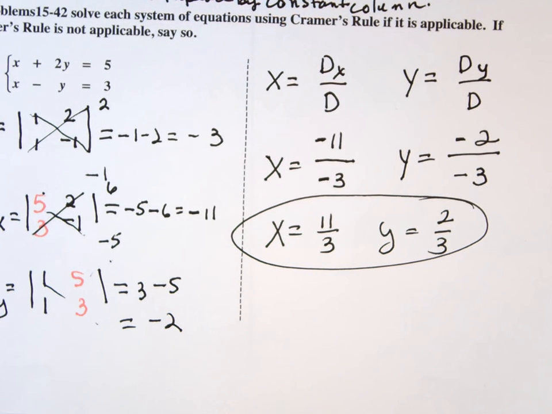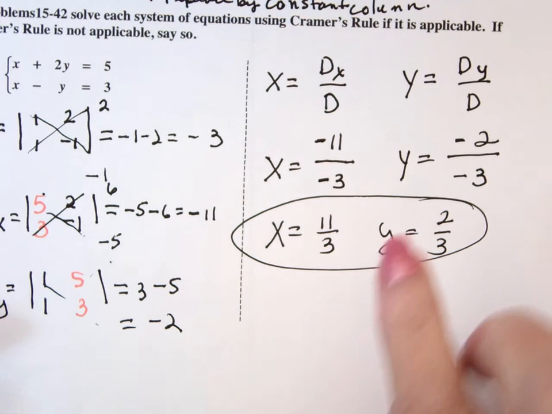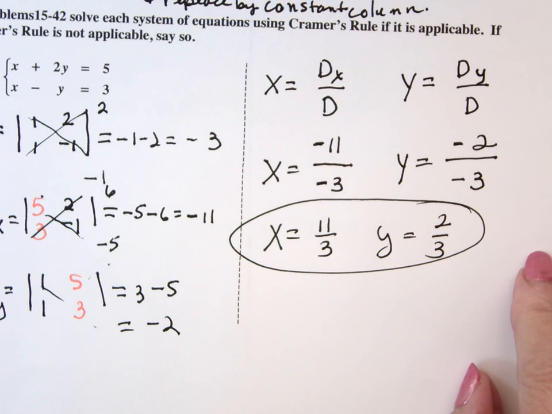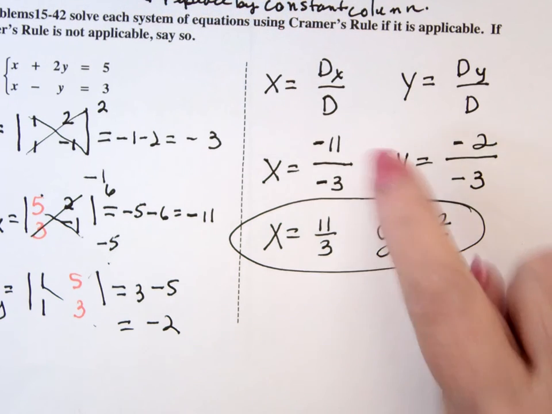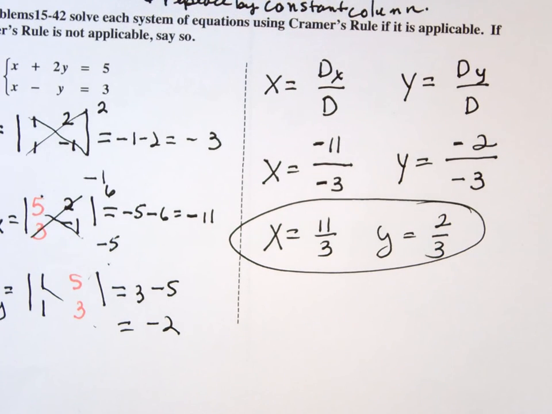Cramer's rule. Shouldn't it be negative? Why is it negative 11, negative 3? Change that to be positive 11. What's a negative divided by a negative? Oh, okay. Yeah, positive. That's why I rewrote it, because you had a negative divided by a negative.